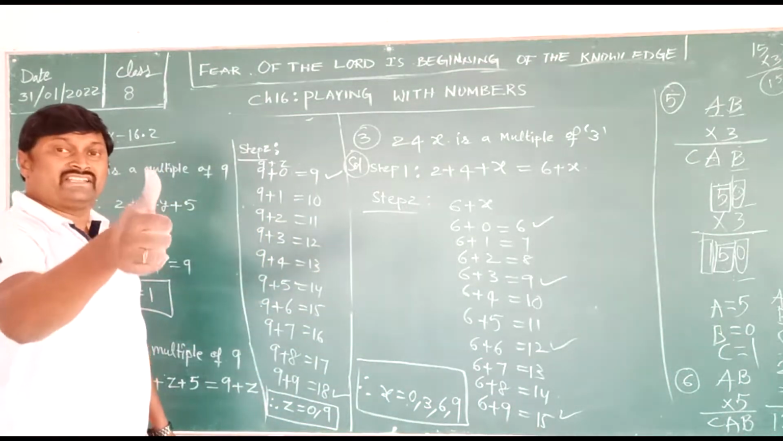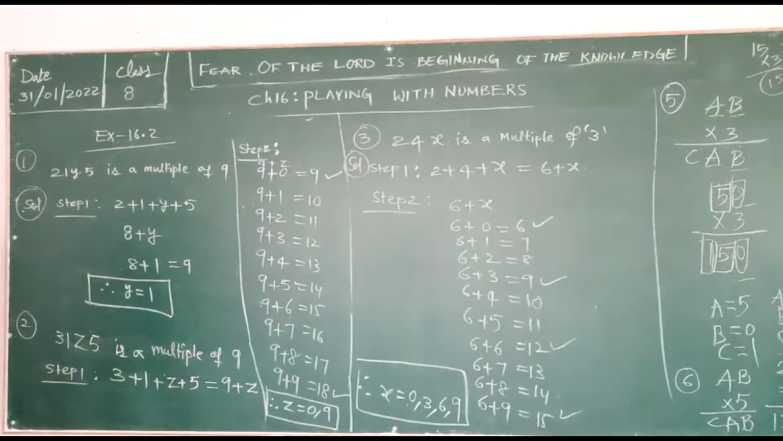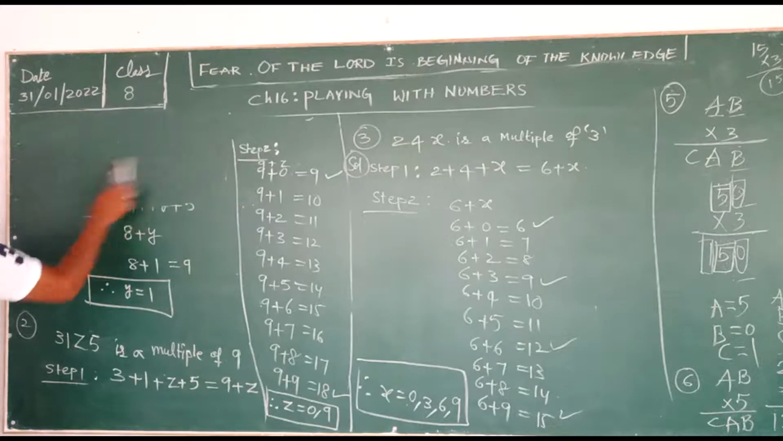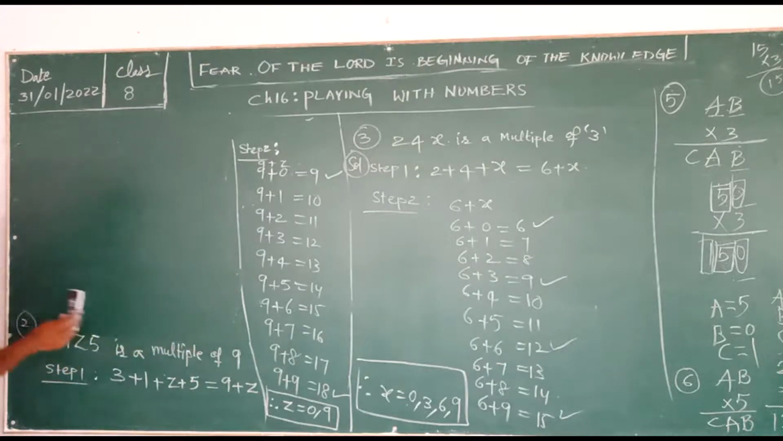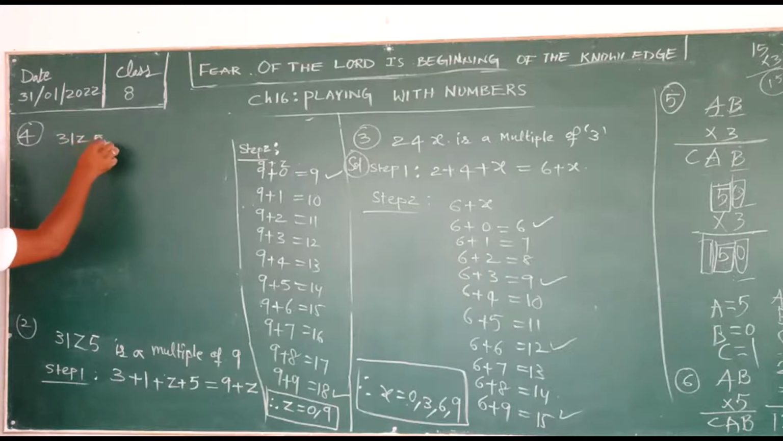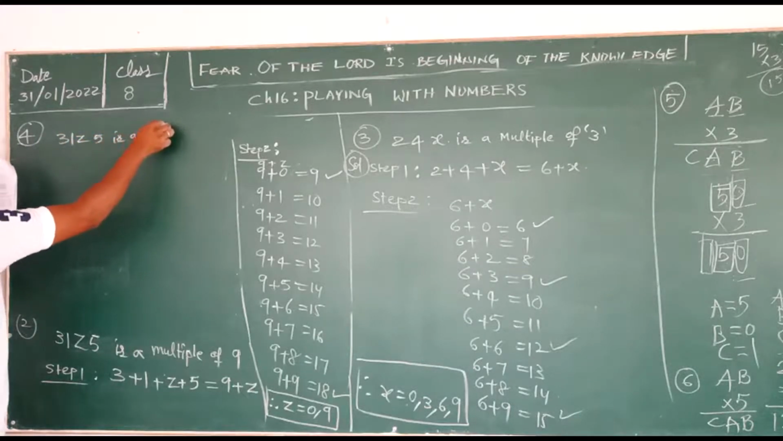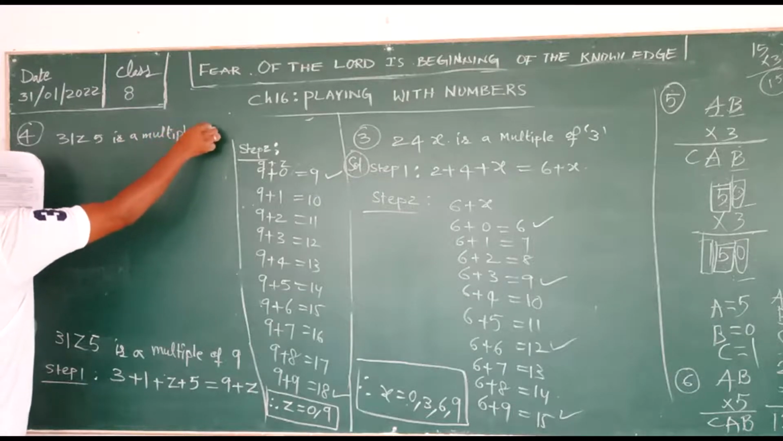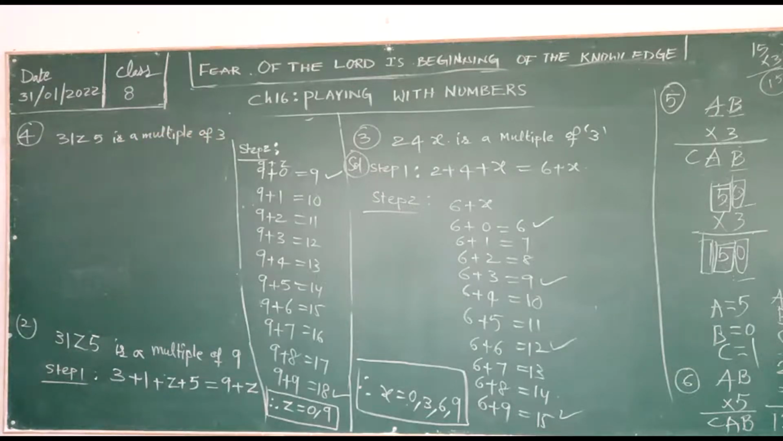Very good. Whoever gave that correct answer, give a thumbs up. So let's move on to the last and final problem. So I'll rub this first part, and here I'm going to write my last and final problem of this chapter. So fourth question, if 31z5 is a multiple of 3, again same question, multiple of 3, where z is a digit, what might be the value of z?